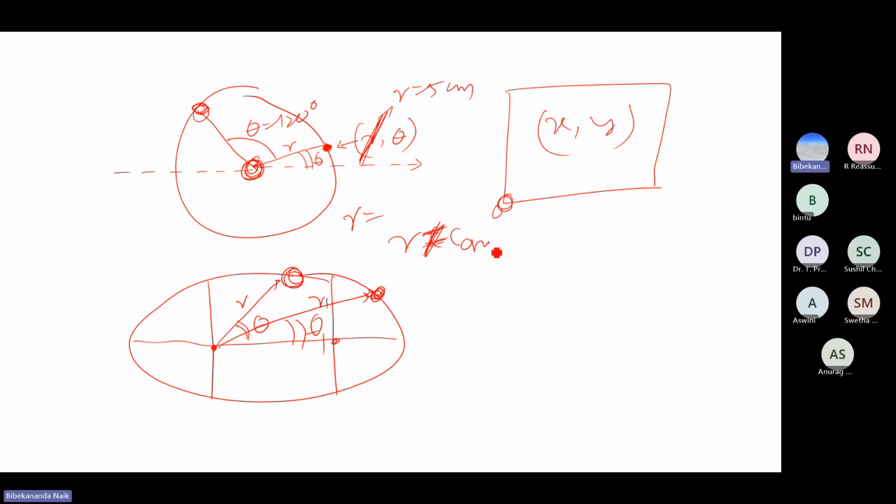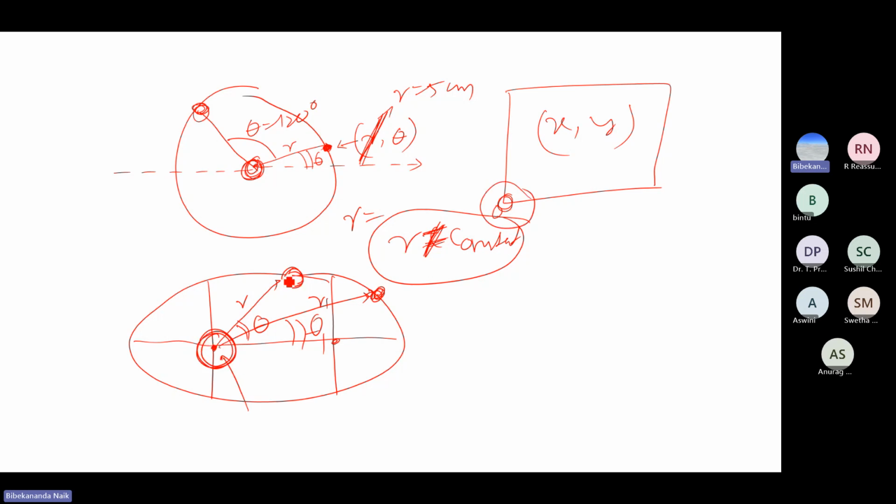Can you understand? Here r is not constant. So whenever the object is moving in an elliptical orbit, we need two coordinates. We need r. R is nothing but the distance from a fixed point. We can consider this as the focus. Just like here we consider this origin, here this focus, the center, acts as a fixed point or reference point. Here this origin acts as a reference point. Here this focus acts as a reference point.